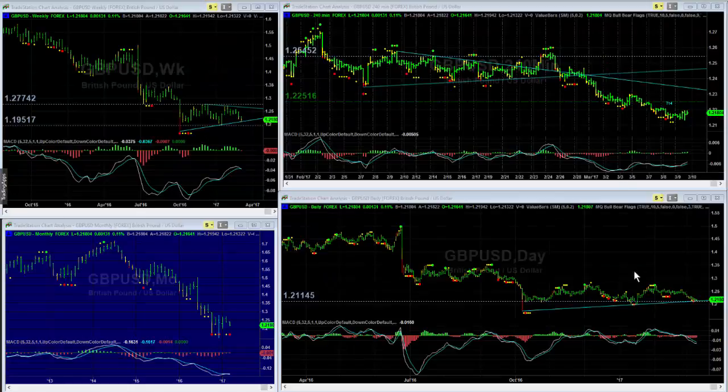With the cable US dollar, we're still sitting on this daily trend line here, so we're watching for a break on there. We can see it on the weekly as well, so watch for a break there lower.